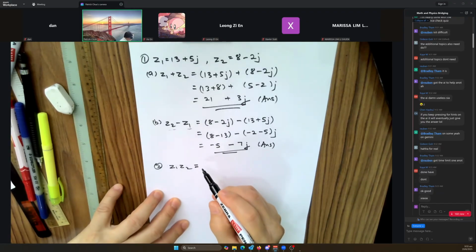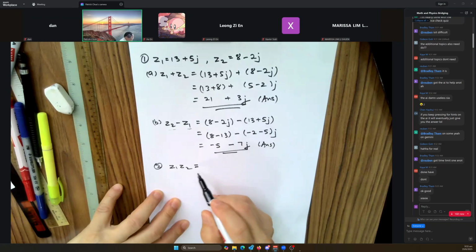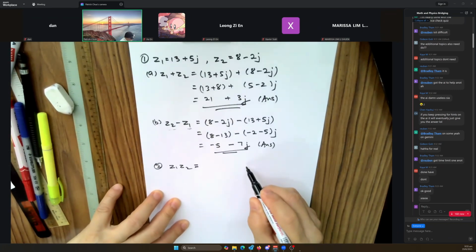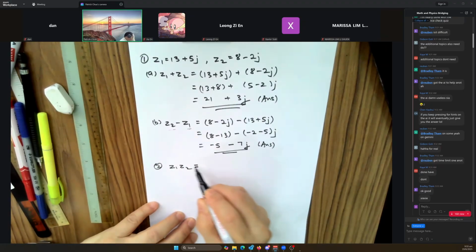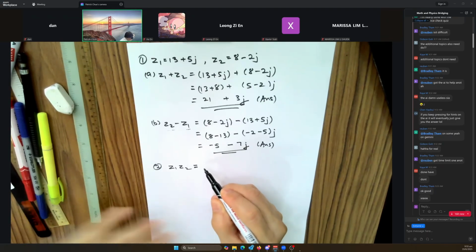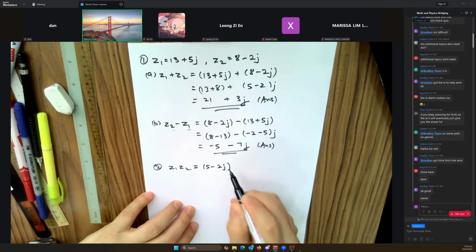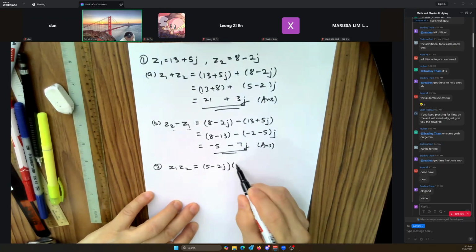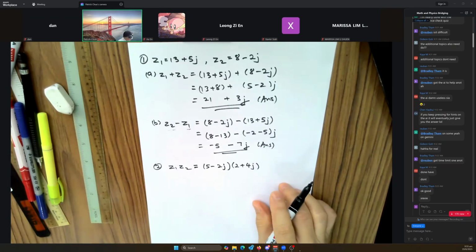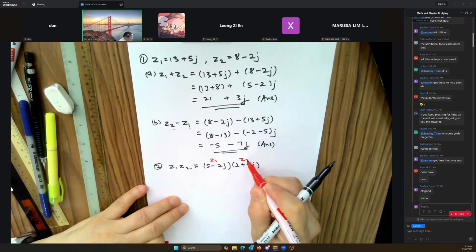Z1 is in question 2. This is a different Z1 and different Z2. Z1 is 5 minus 2j, with a real part and an imaginary part. And Z2 is 2 plus 4j. So that's your new Z1, your new Z2.